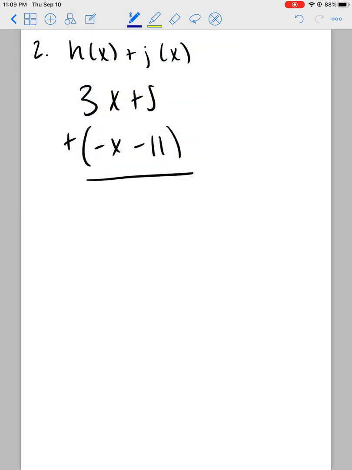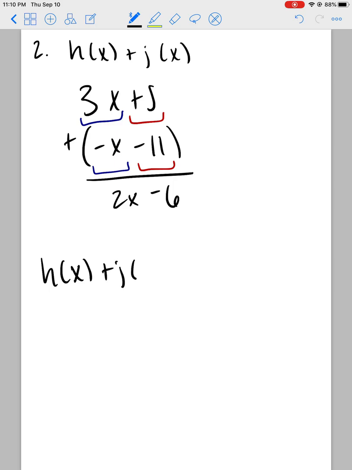So again, let's combine our like terms. 3x and negative x. Positive 5 and negative 11. So positive 5 plus a negative 11 is negative 6, and 3x plus a negative x is 2x. So h of x plus j of x equals 2x minus 6.